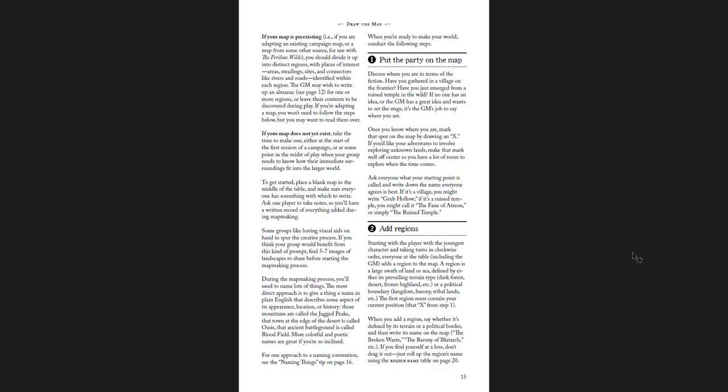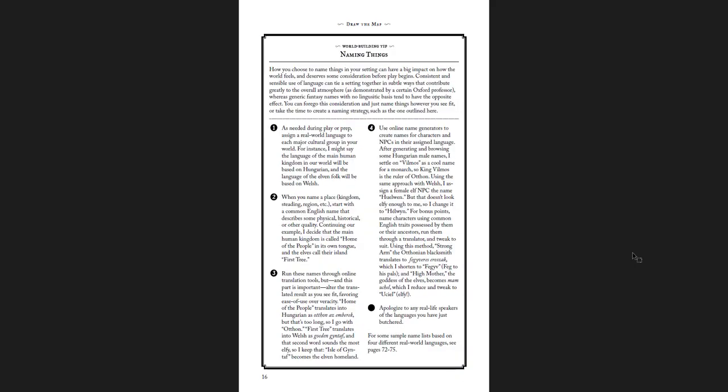Then you add regions. And now this is sort of a group process for how to create things. So it says, starting with the player with the youngest character, add a region to the map. So this is for if you're doing kind of collaborative world building. You don't necessarily have to do that, obviously. You could do this yourself and just follow the process yourself. But if you wanted to do more collaborative world building, you could.